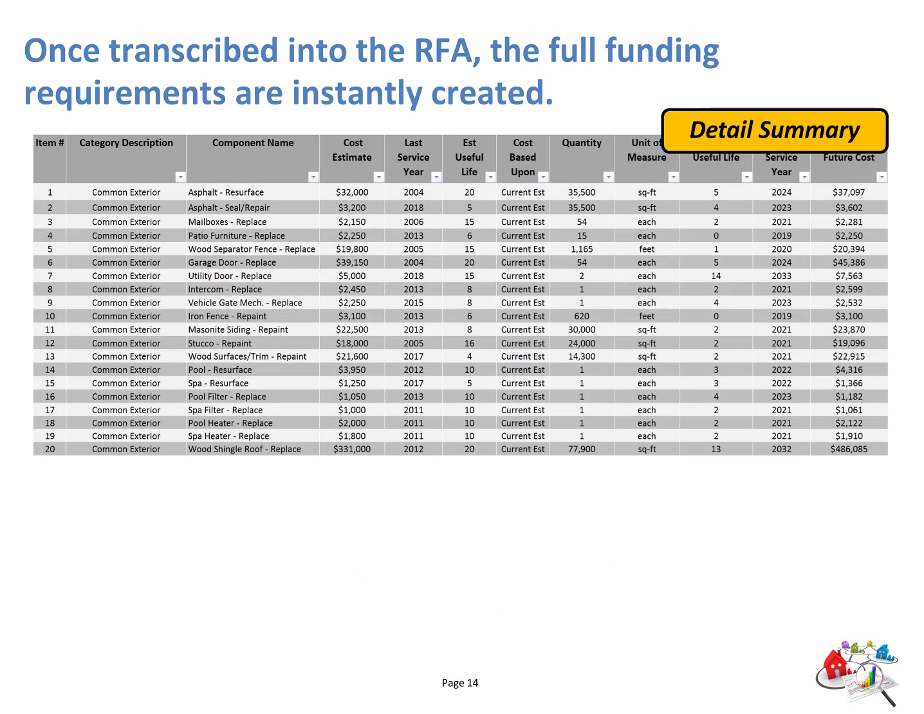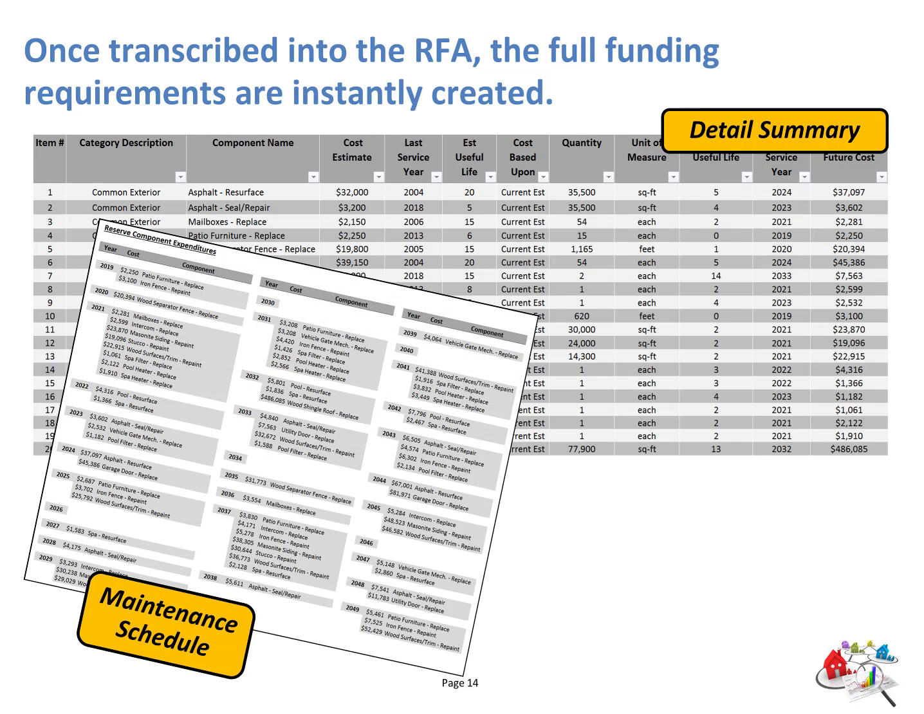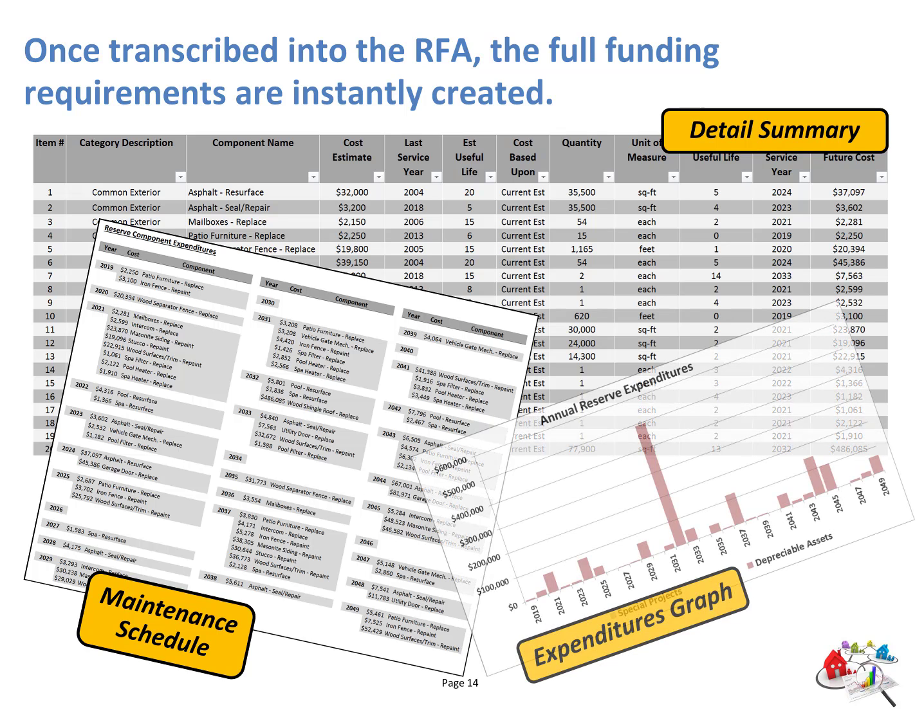Once you've transcribed all of that component information into the RFA, the full funding requirements will instantly be created. You'll have a detailed summary sheet that you see here. You'll have a maintenance schedule that will be created, and you will have expenditure graphs showing you pictorially what expenditures you will have in the year that they will occur. And it will automatically apply inflation to all of your reserve components.